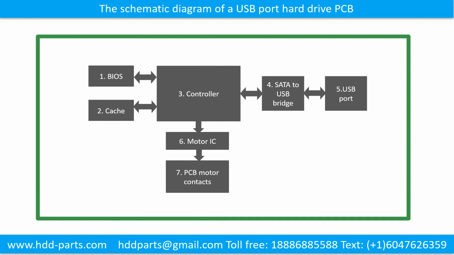The schematic diagram of a USB port hard drive printed circuit board. This picture shows the schematic diagram of a USB port hard drive printed circuit board and the basic components of the printed circuit board. The basic components are 1. BIOS 2. Cache 3. Controller 4. SATA to USB bridge 5. USB port 6. Motor IC 7. PCB motor contacts.